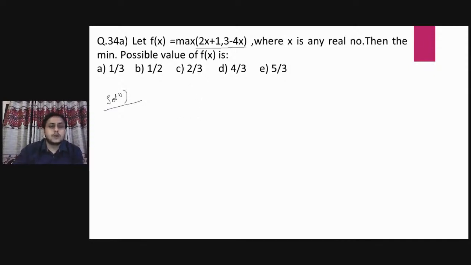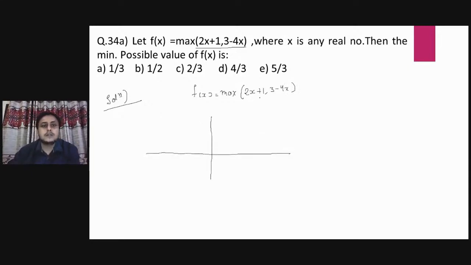So the question is f(x) equals to maximum of 2x plus 1 comma 3 minus 4x. So guys, to solve such questions, draw the graph of equations that are in brackets. So first equation is f(x) equals to 2x plus 1. Basically this is an equation of a straight line. f(x) is y, basically means function of x. So y equals to 2x plus 1. You need 2 points to draw a straight line. So first put x equals to 0, you will get y equals to 1. This is the first point. For the second point, put y equals to 0, you will get x equals to minus 1 by 2.